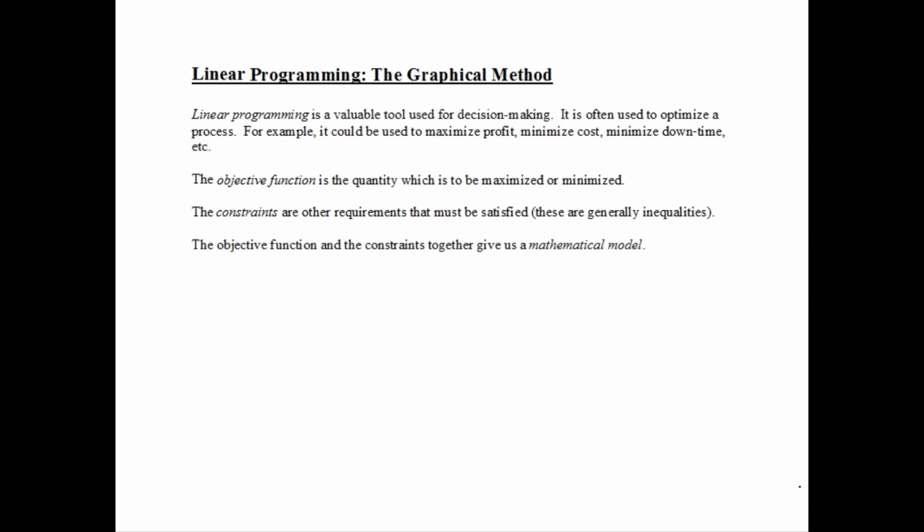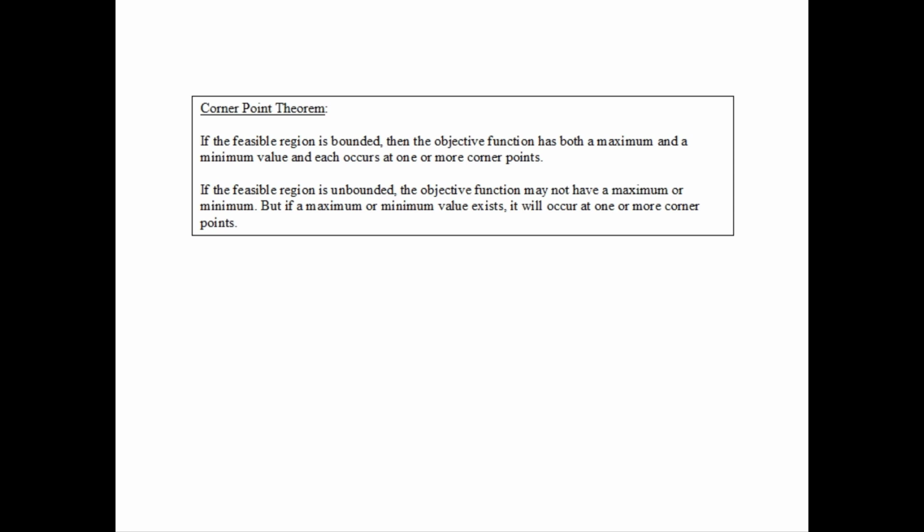There are many methods of solving mathematical models and linear programming problems. For simple models that only have two variables, we can use a graphical method in which we graph lines and inequalities, and we use those to determine where our optimum occurs. We'll be using what we call the corner point theorem.